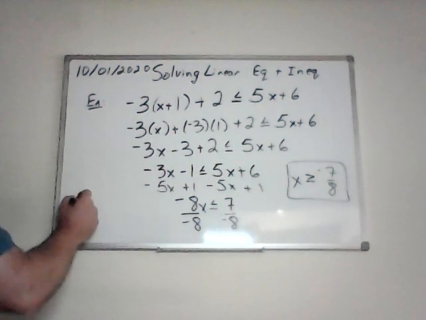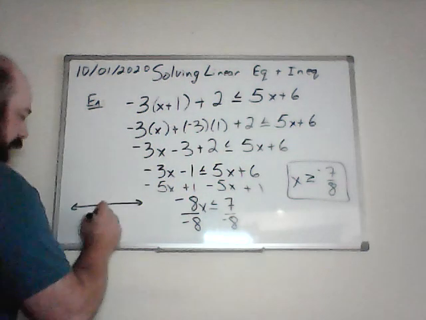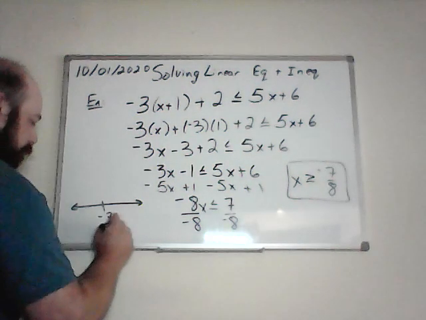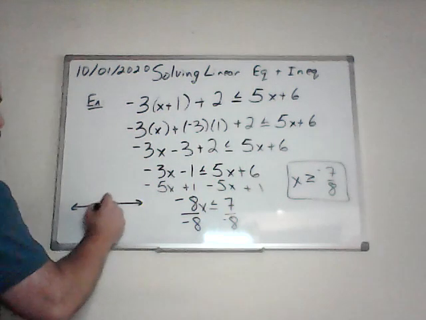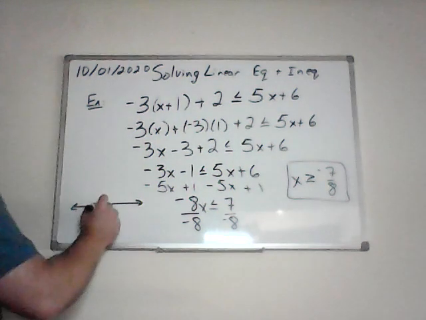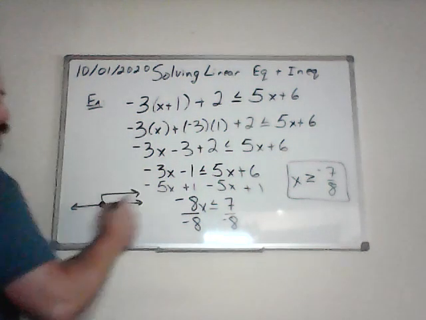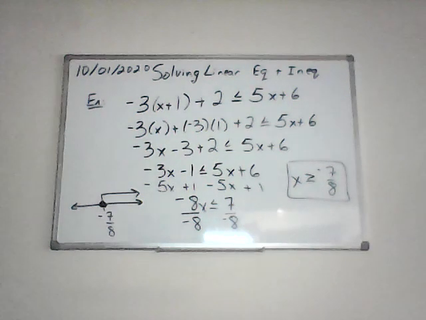And to put this on a number line, all we would do is just pick the point negative 7/8. I'll just put that in the middle. It would get a closed circle because it is inclusive. And then it would get shaded to the right because x is greater than or equal to negative 7/8.